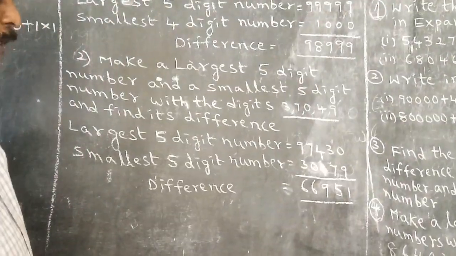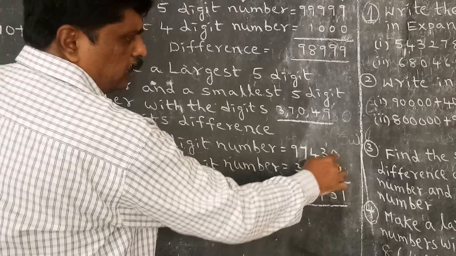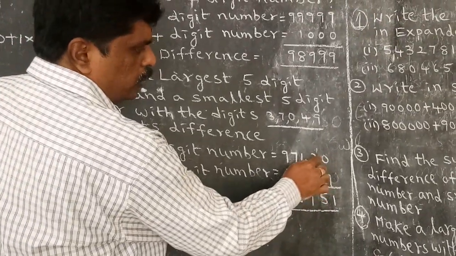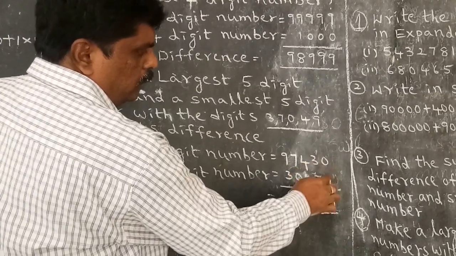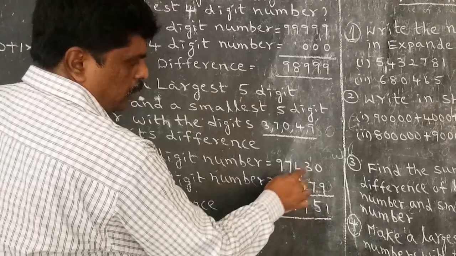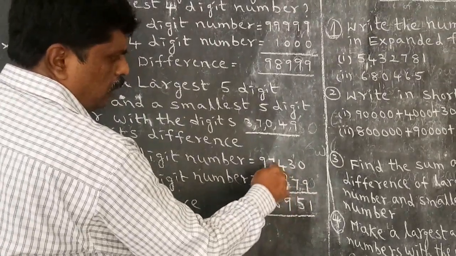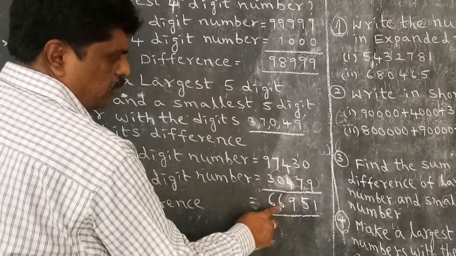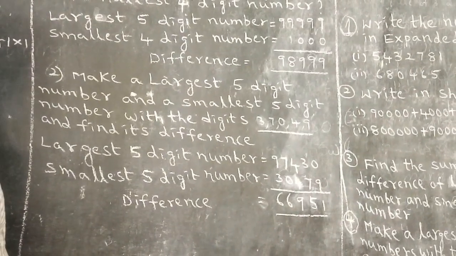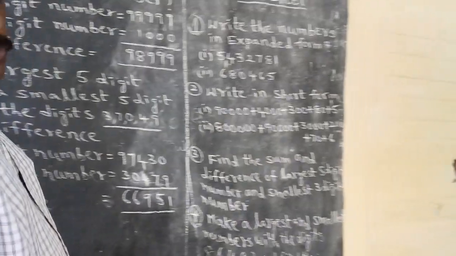Find the difference between these two numbers. We cannot subtract here, so borrow 1 here. 10 minus 9 is 1, and 12 minus 7 is 5. Here 13 minus 4 is 9, and 6 minus 0 is 6. 9 minus 3 is 6. So we get the answer 66,951.